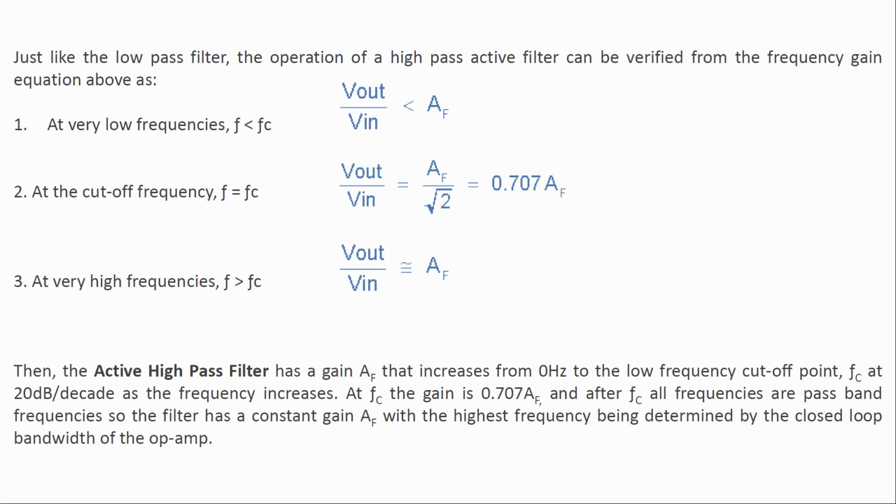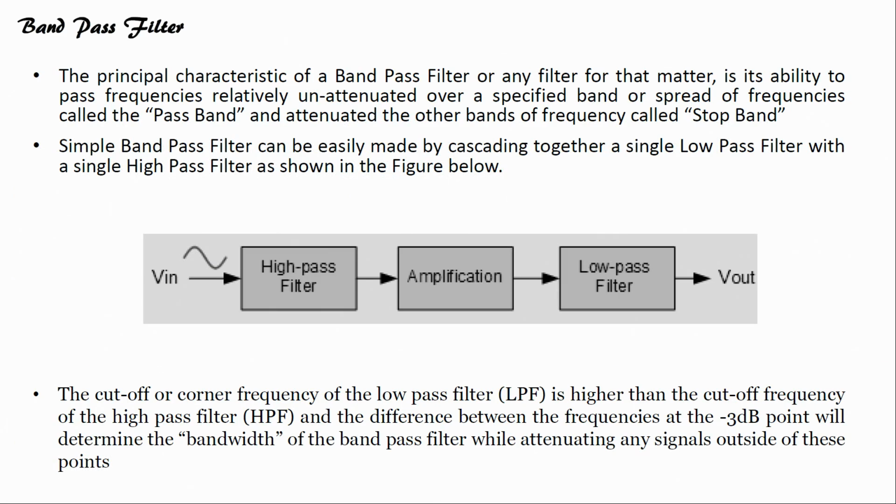One more thing is that the active high pass filter has a gain AF that increases from 0 hertz to the low cutoff frequency point, right, and then at fc, at 20 dB per decade as the frequency increases. At fc, the gain is nothing but 0.707 of AF, and then when f is greater than fc, your gain would be nothing but equal to AF.